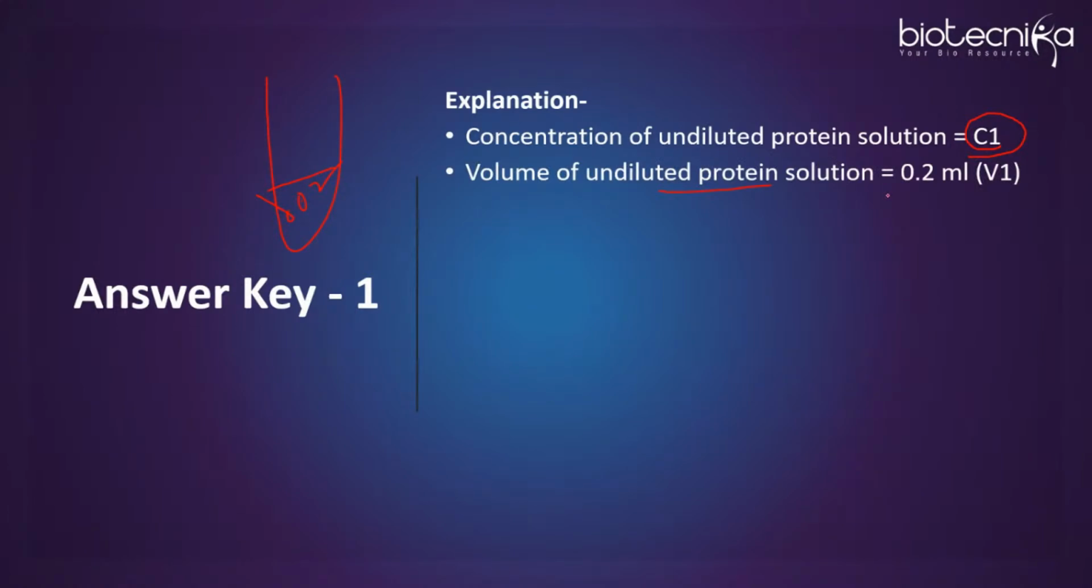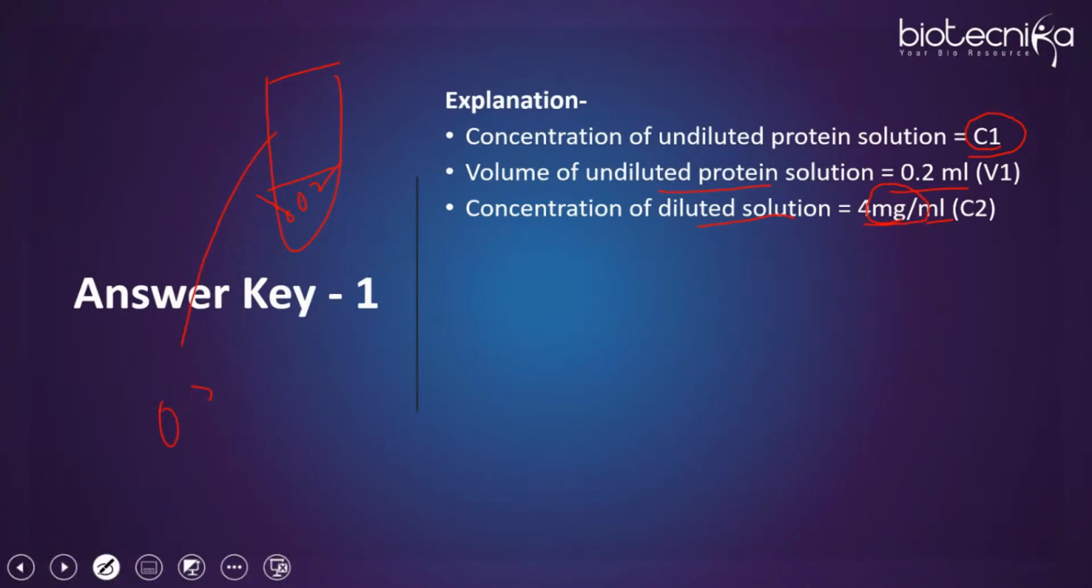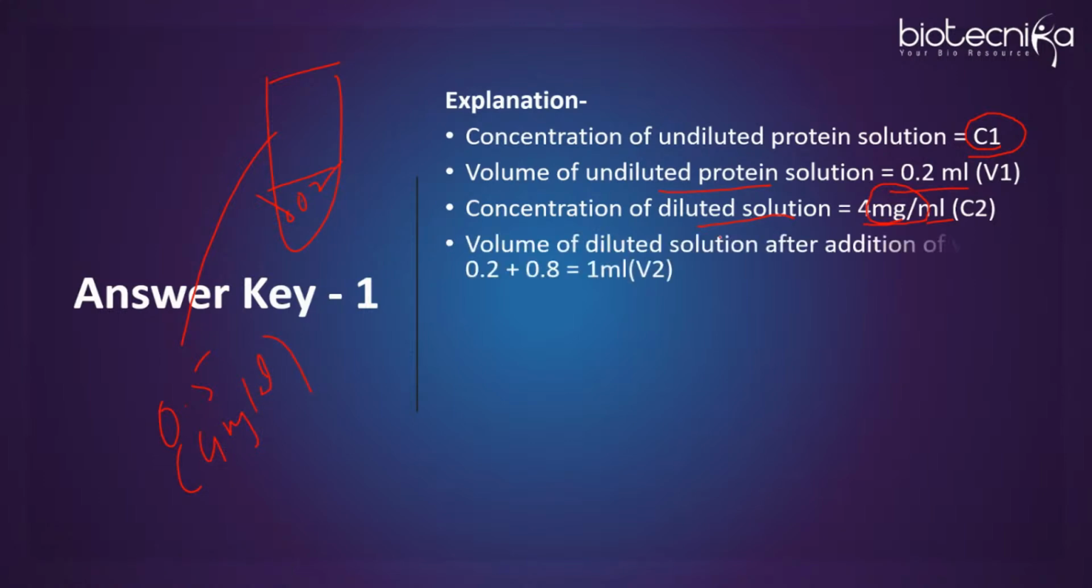Volume of that undiluted solution, how much did you take? 0.2, right? What was the concentration of the diluted solution? They had already given 0.4 mg per ml, and from the diluted sample you took 0.5. And what is the volume of the diluted solution? Initially you had taken 0.2 of concentrated protein and 0.8 water. So 0.2 plus 0.8 is 1 ml, and that will become your V2.